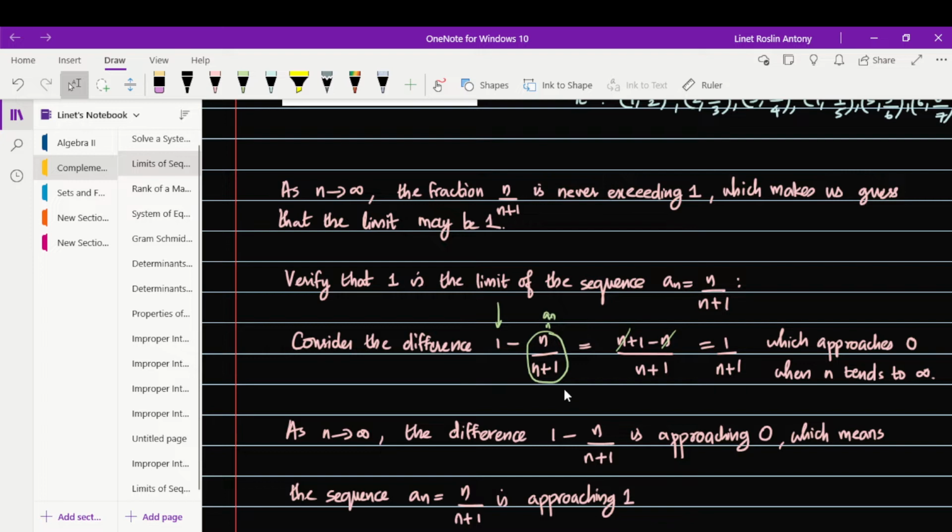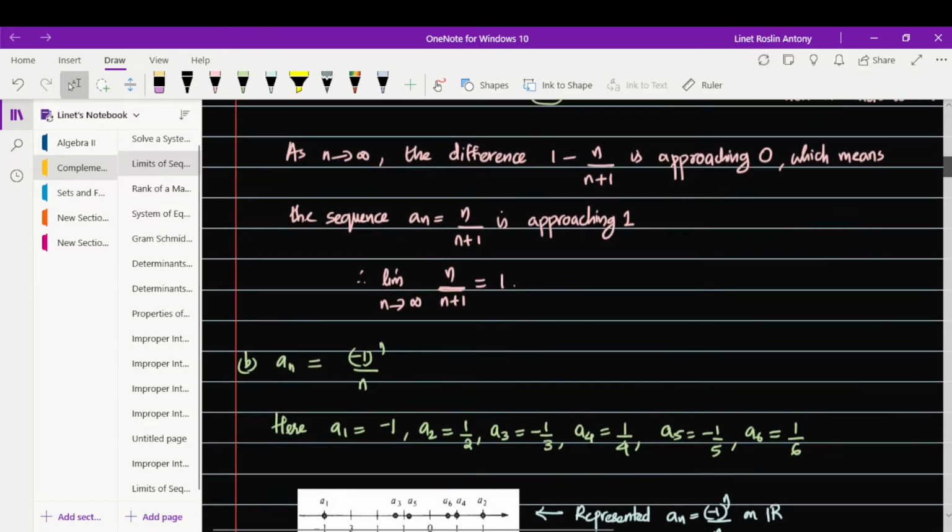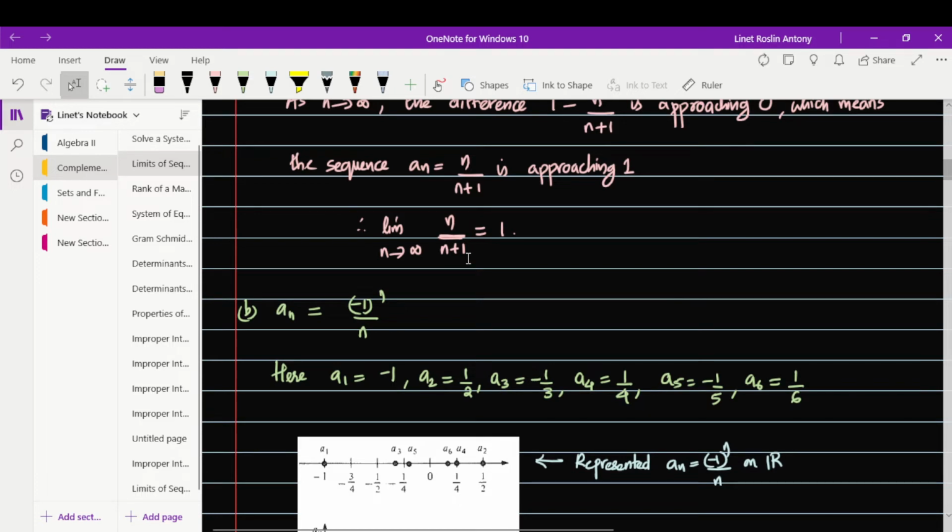So the difference of 1 and n by n plus 1 will approach 0 as n tends to infinity. See, as n tends to infinity, the difference 1 minus n by n plus 1 is approaching 0, which means that the sequence an, which is equal to n by n plus 1, is approaching 1. Because 1 minus n by n plus 1 is approaching 0, that will automatically imply n by n plus 1 is approaching towards 1. Right. So we can say that the limit as n tends to infinity of n by n plus 1 is 1.